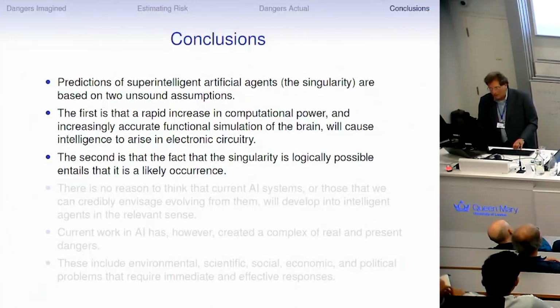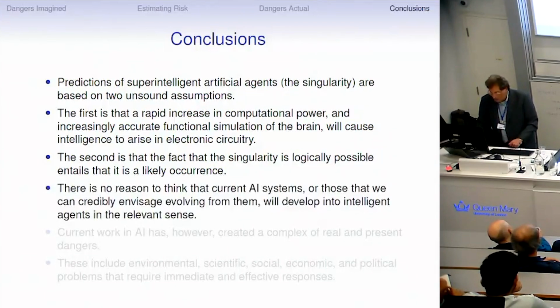Yes, we have to grant that it's a possibility. That doesn't mean it's likely. There's no reason to think that current AI systems, or those that we can credibly imagine evolving out of them, are going to produce superintelligent agents in the relevant sense. There's just no reason to think that, given what we know about AI systems now.